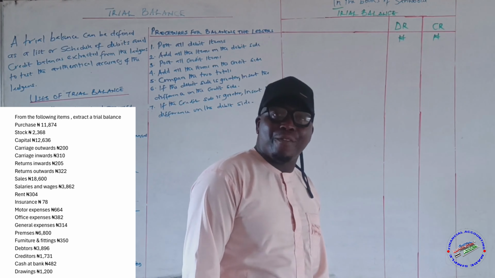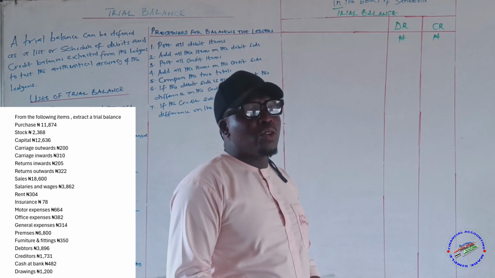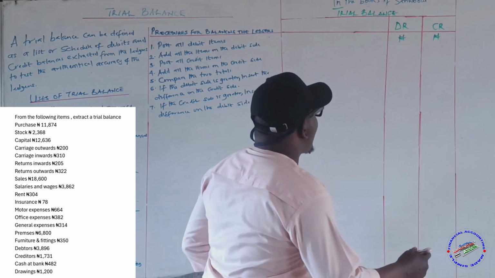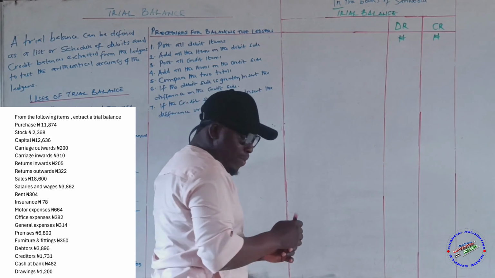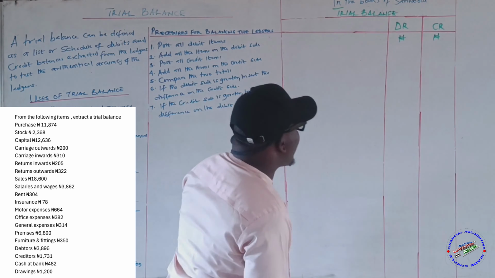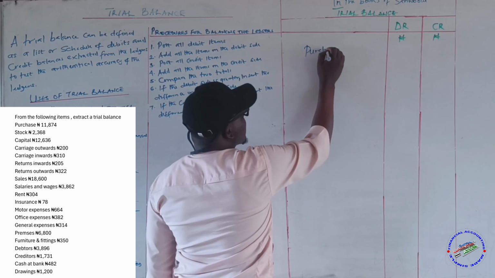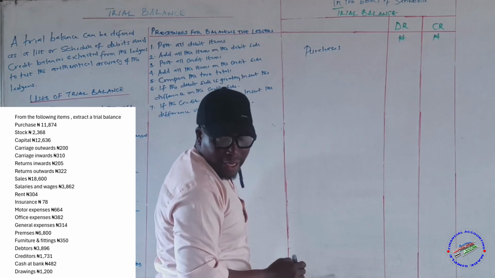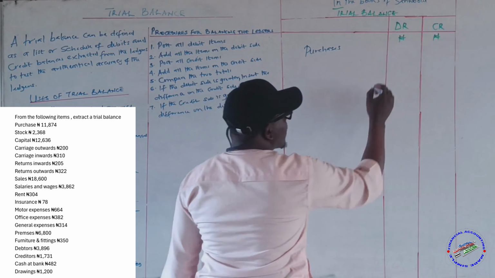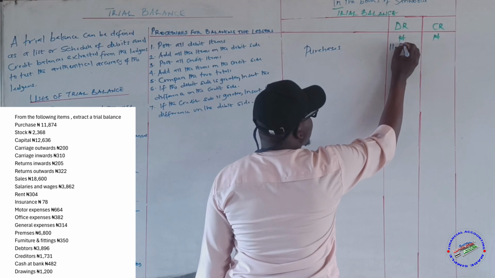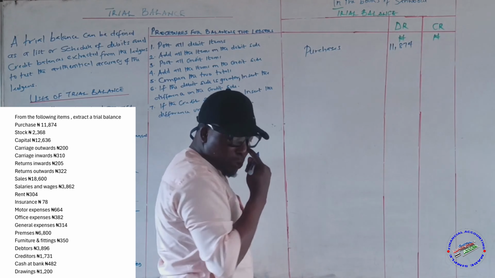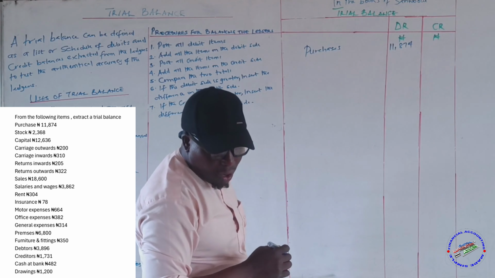The purchases we have there fall under expenditure, so it's going to have a debit balance. So we are coming to our trial balance, and we are going to put the value of purchases. Purchases is 11,874.